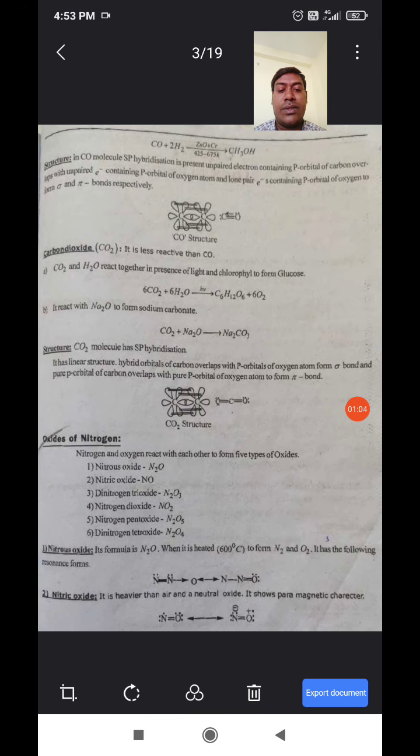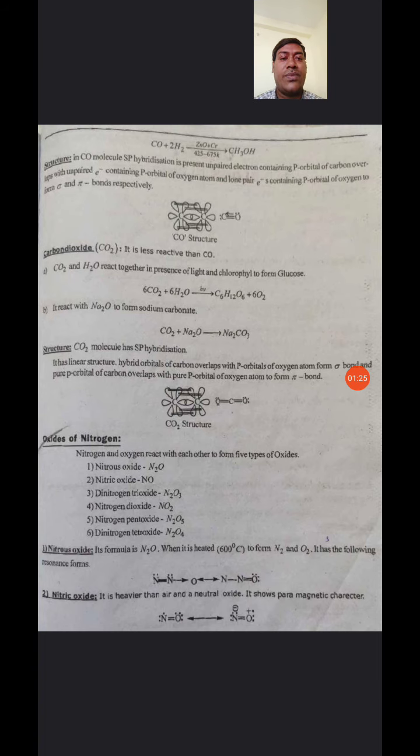Next, oxides of nitrogen. Generally, nitrogen reacts with oxygen and forms different types of oxides. They are nitrous oxide, nitric oxide, dinitrogen trioxide, dinitrogen tetroxide, and dinitrogen pentoxide. These are the oxides of nitrogen.